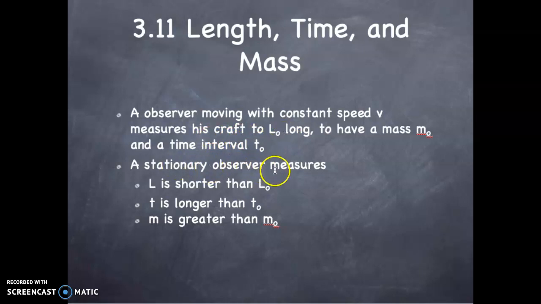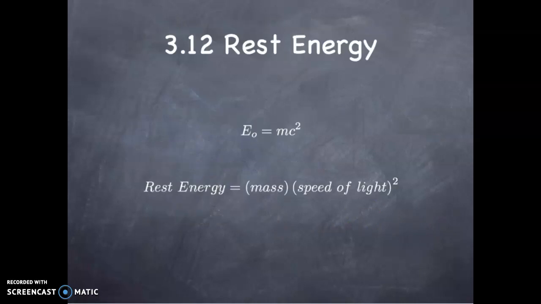A person stationary measures something different. A person measures the length as being shorter than L sub 0. He measures time as being longer than T sub 0 and measures mass as being greater than M sub 0. I won't give the mathematics for this expression.